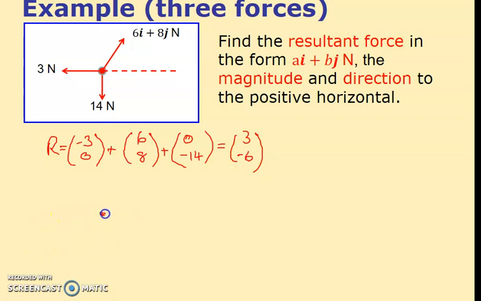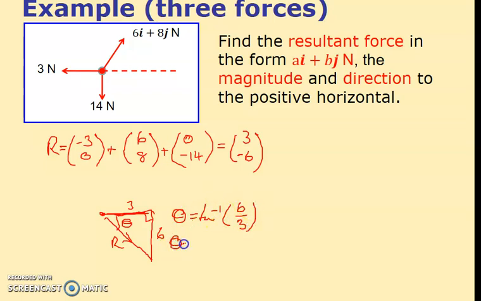Now again, draw that. Now 3 still goes right. Interestingly, minus 6 means it goes down. So the resultant of these is this picture. Right angle triangle again. The angle to the positive horizontal is there. That's my angle. So theta is the inverse tan of 6, opposite, divided by the adjacent, 3. Theta equals inverse tan, that's 6 divided by 3 is 2, so I get 63.4 degrees.